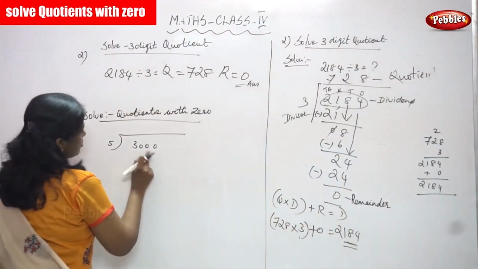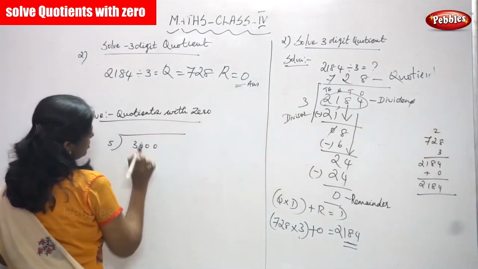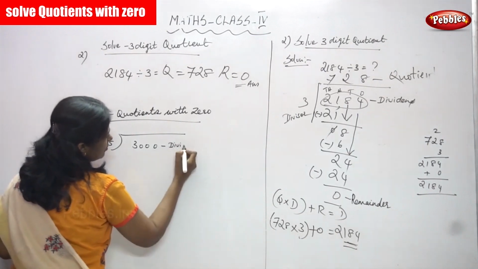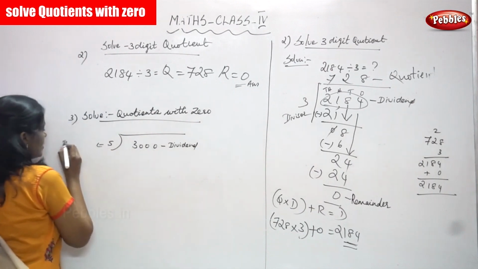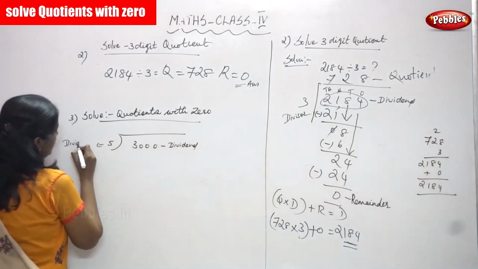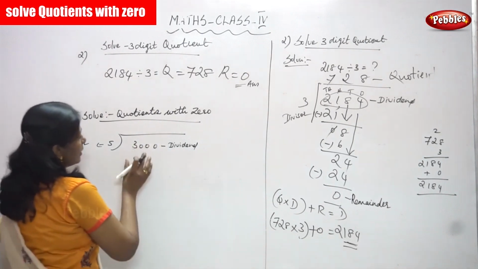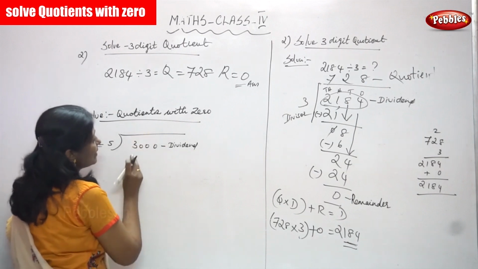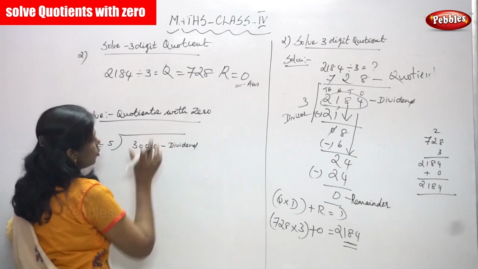So this is 3000 divided by 5. You know that quotients with zero. This is a dividend and this is a divisor. So quotients with zero means that after you divide this, you can get a quotient added with zero. That is the major concept.